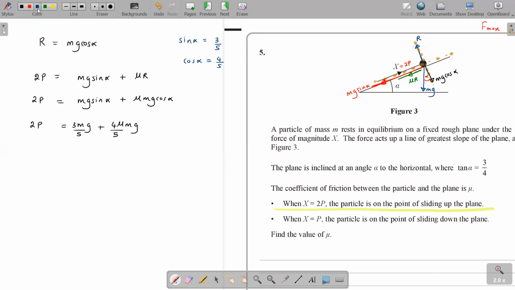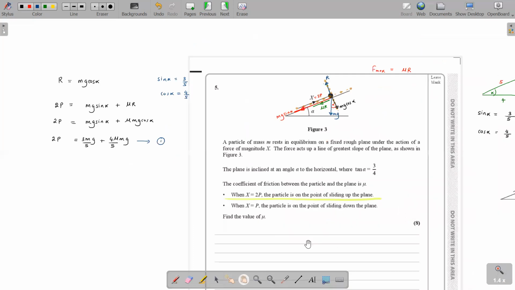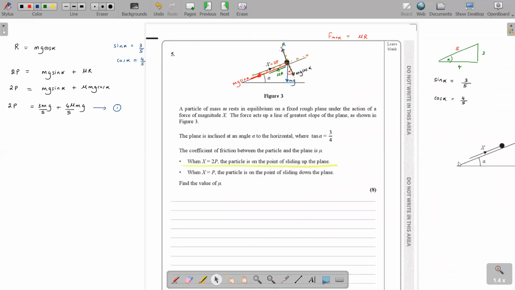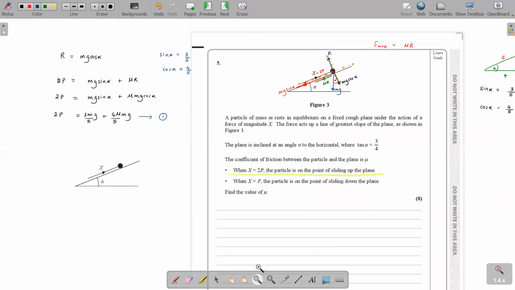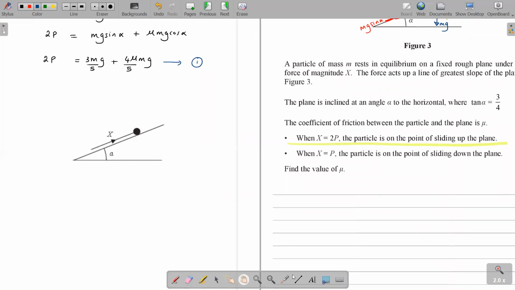Then let's write the equation. Let's say this is my first equation. Let's write the equation for the next case. So let's consider the second point. What's the second point? They say when x is equal to p, the particle is on the point of sliding down the plane.